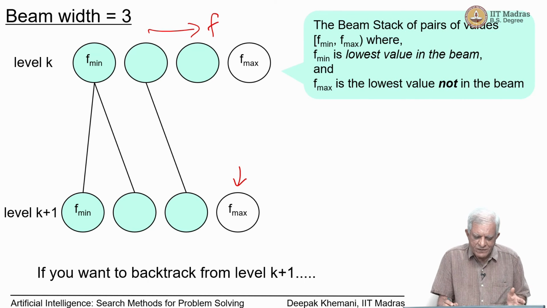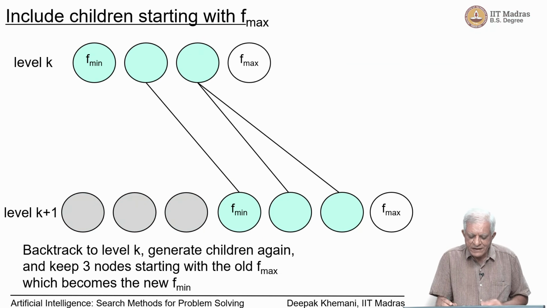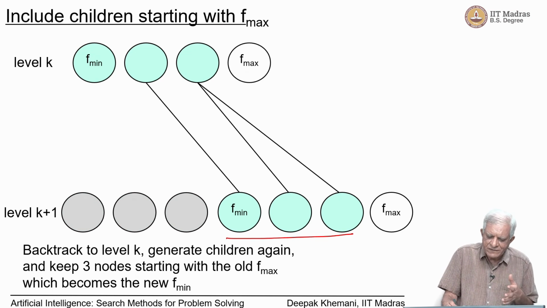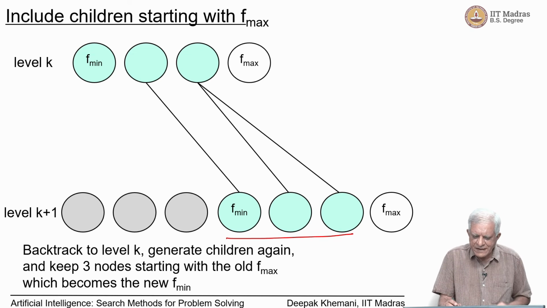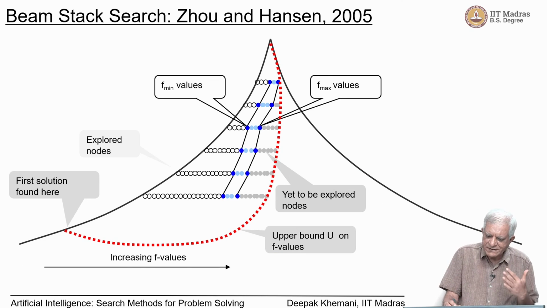So, if you want to backtrack from level k plus 1, you go back to level k and then generate all the nodes starting from here essentially. That is what is happening: you know at the next level which are the nodes which will go into the beam width. So, using this as a guide, beam stack search can search the entire state space.